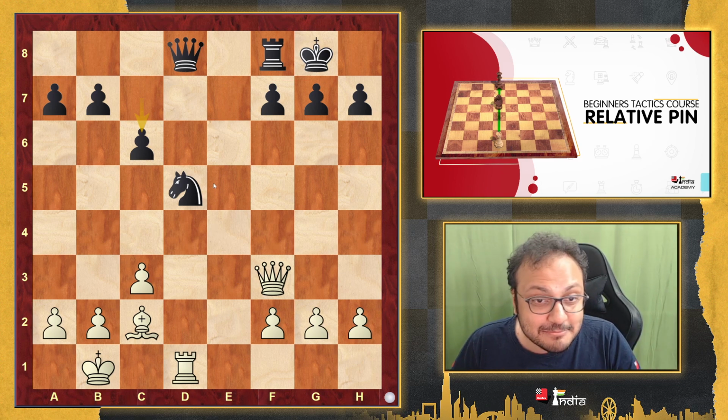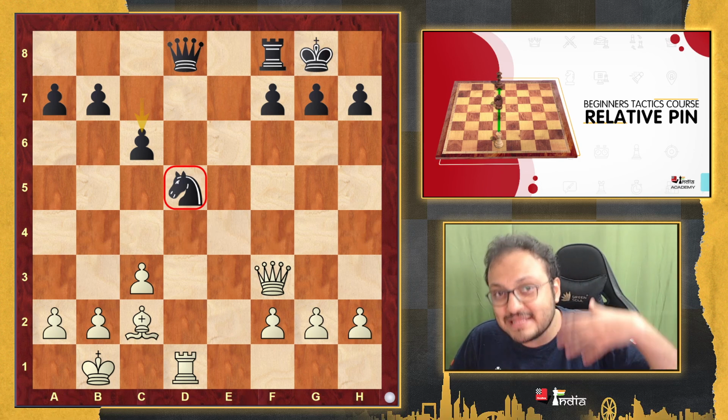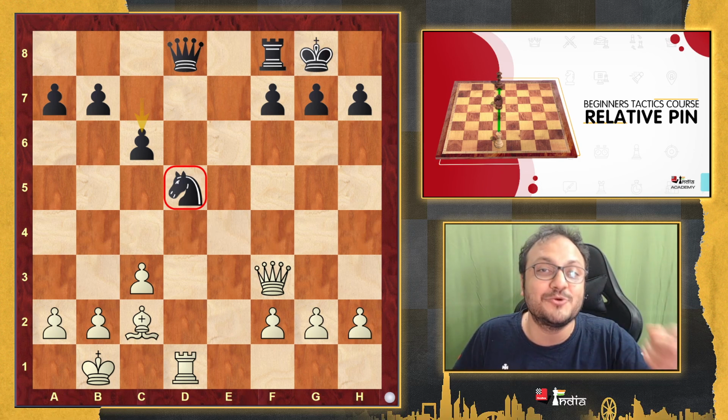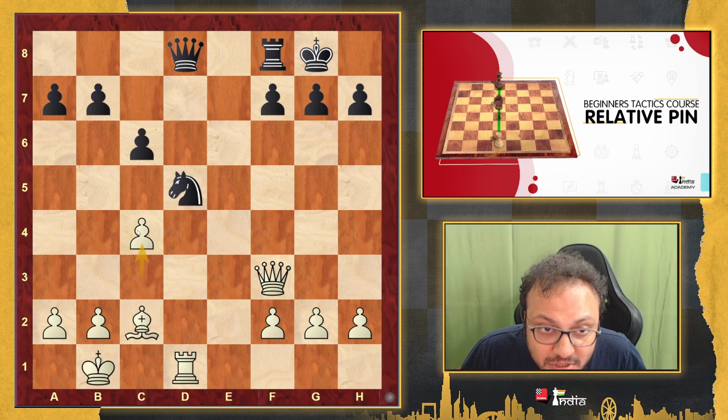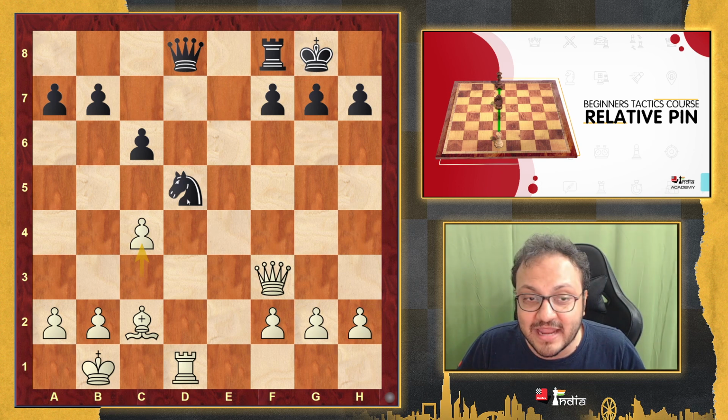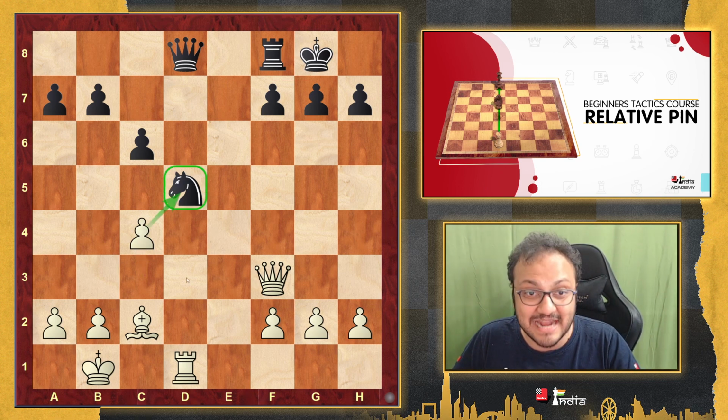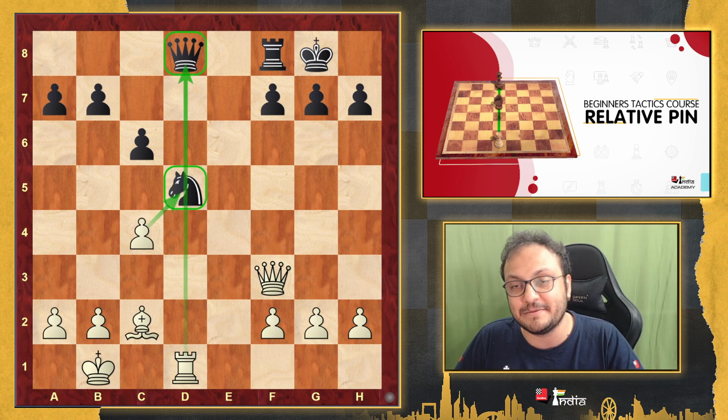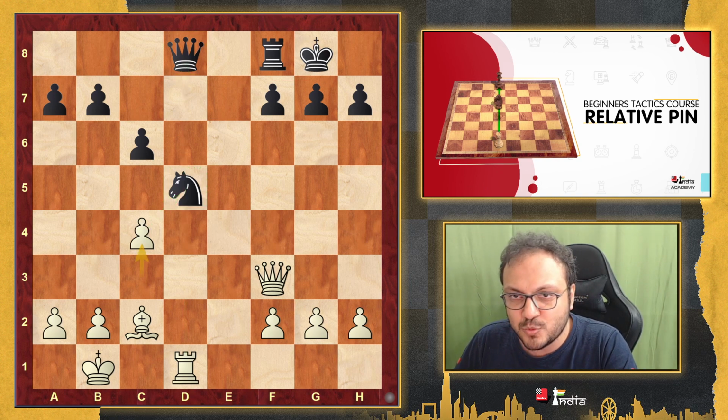A pinned piece must be attacked. We will talk about it in the next lesson, but still here you get an idea. You play your pawn to c4 and you will win the knight because the knight cannot move, otherwise you lose the queen. I think there's one more left.